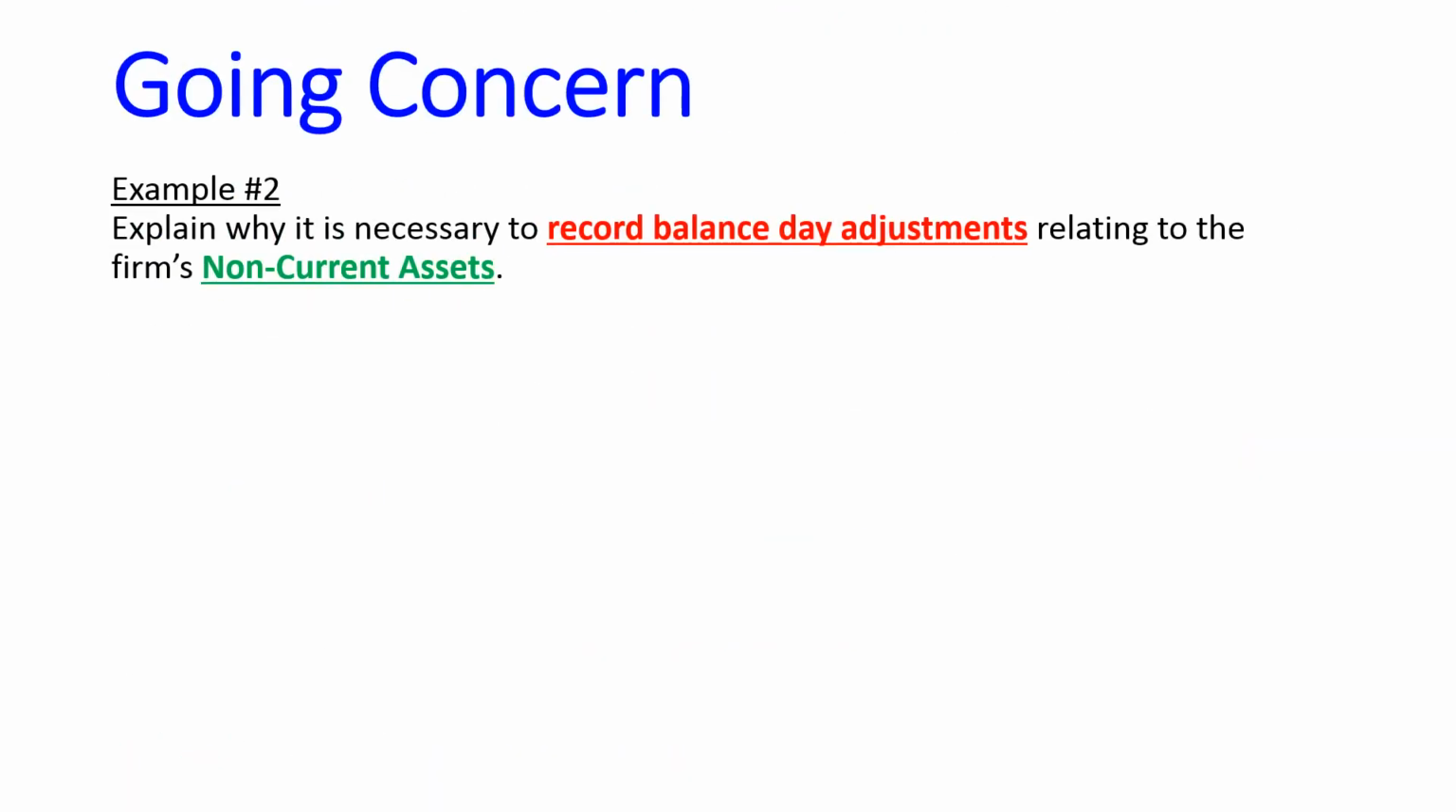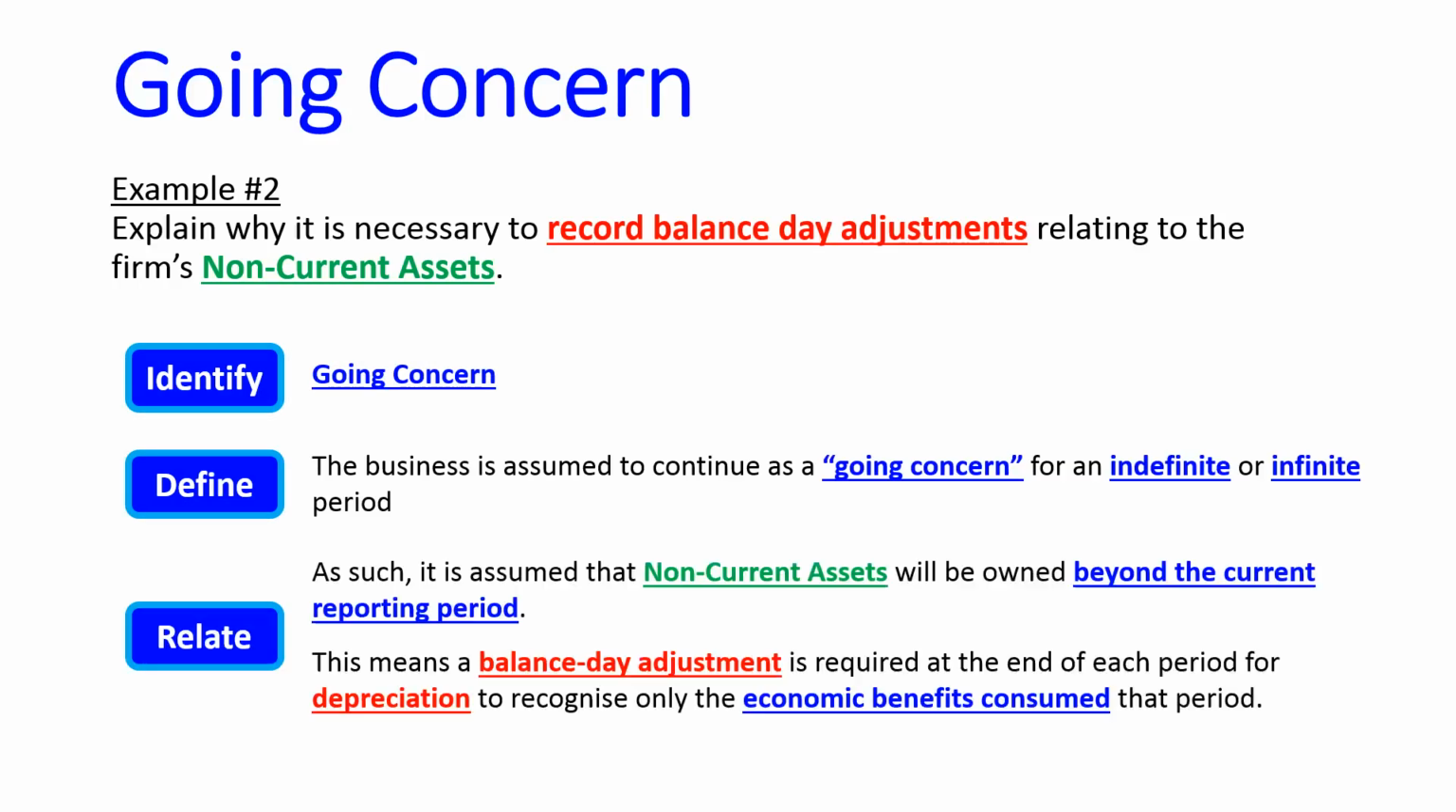Let's look at a second example. Explain why it's necessary to record balance day adjustments relating to the firm's non-current assets. Identify going concern, define it. Now when I relate it, I'm going to say some non-current assets will be owned beyond the next reporting period. I mean, I don't know that for sure. I'm just going to make that assumption under the going concern principle.